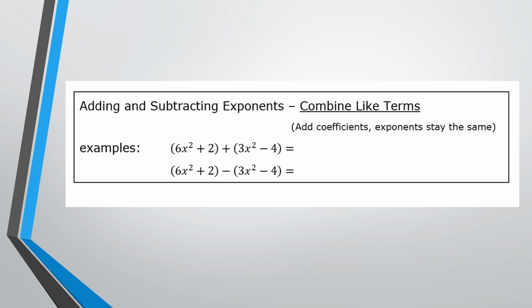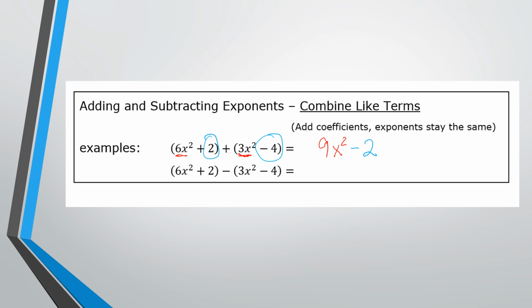So for example here, when we're adding these two, we can add our x squared, so we've got 6x squared and 3x squared would give us 9x squared. So we add the 6 and the 3 to get the 9, and the x squared just stays x squared. Okay, then we can add our numbers, so we can add the 2 and the negative 4. 2 and negative 4 make negative 2. So our answer would be 9x squared minus 2.